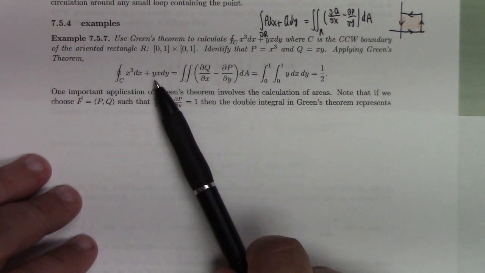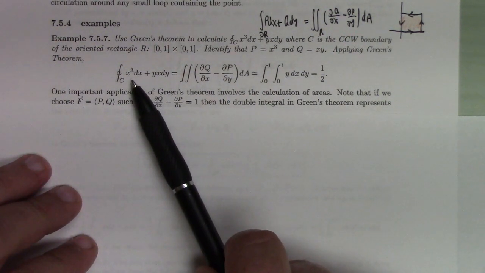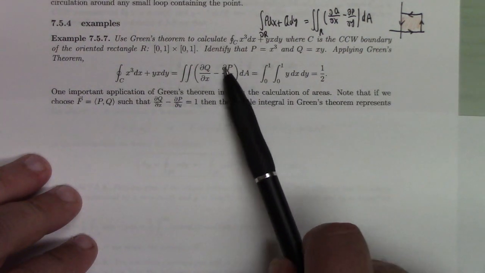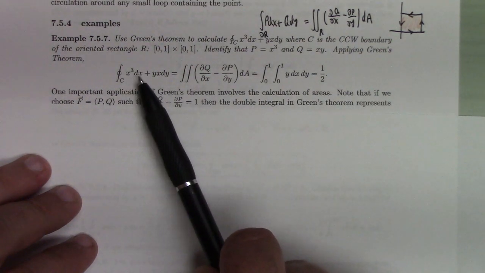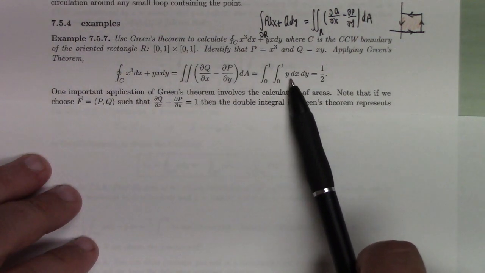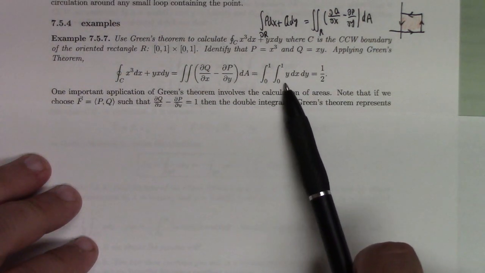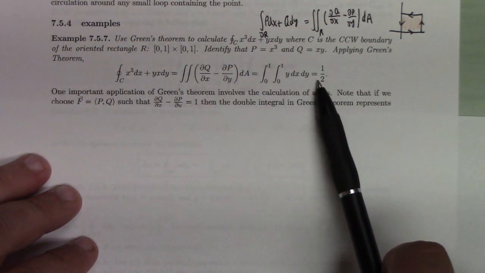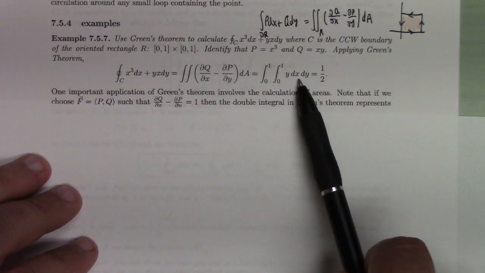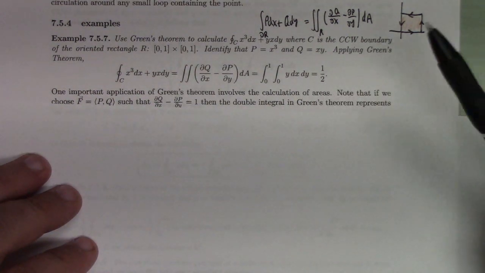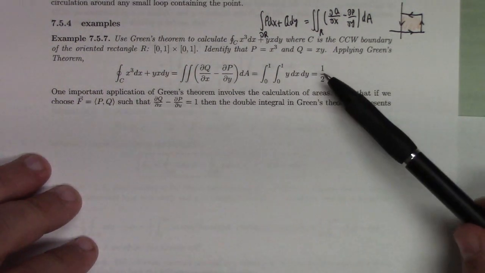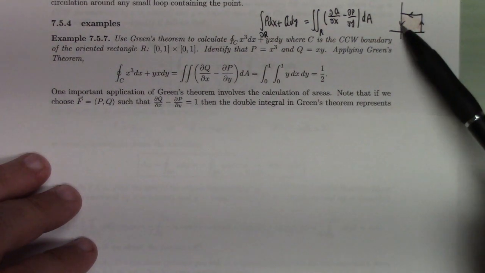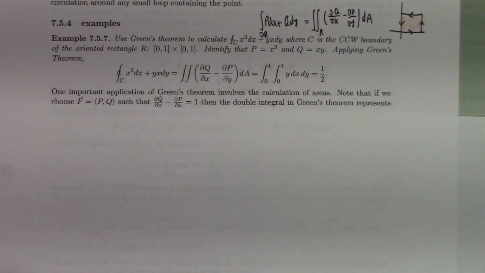So q is yx, p is x cubed, so partial q partial x is y, and partial p partial y is 0. So I just get the integral of y dx dy from 0 to 1, 0 to 1, and that works out to a half, because the integral of y is 1/2 y squared, and so we get a half. Now that is so much easier than actually doing 4 separate line integrals along each leg of that rectangle. I mean the square, right?